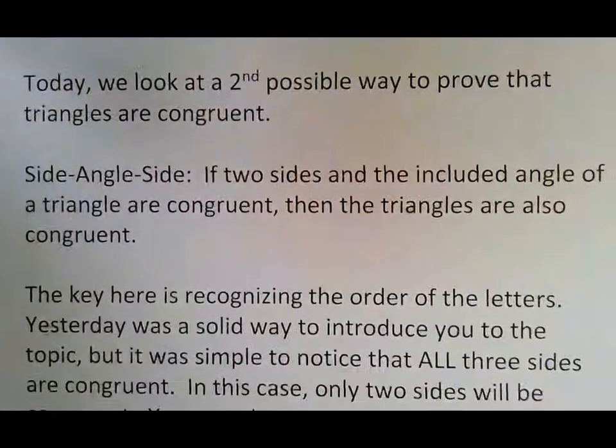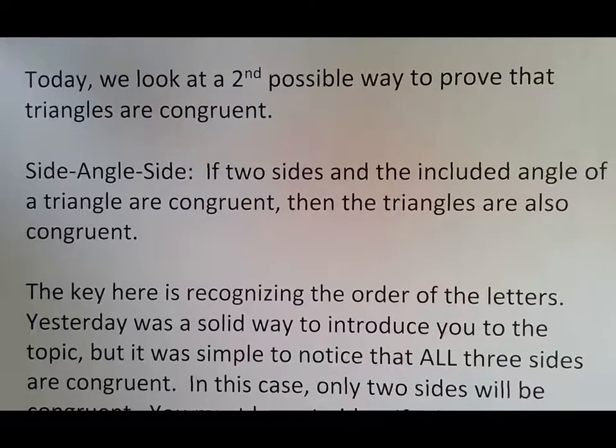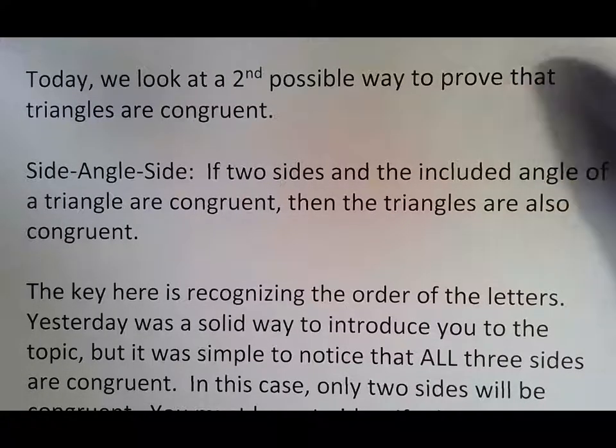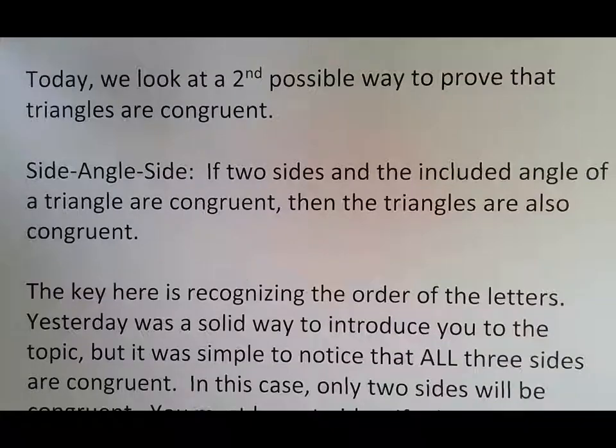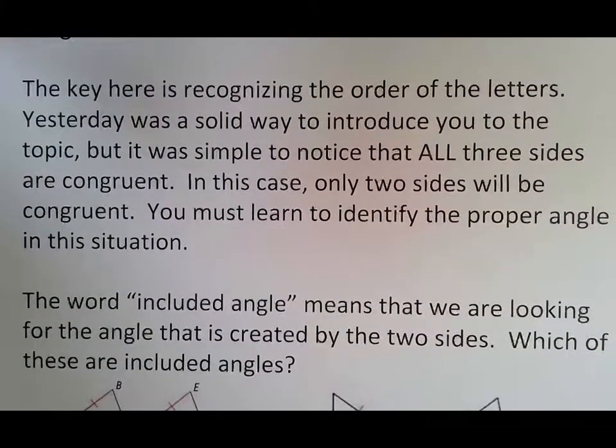But today we're going to look at the second possible way to prove triangles are congruent, and it's called side angle side. So if 2 sides and what we call the included angle of a triangle are congruent, then the triangles are also congruent. The key here is in recognizing the order of the letters. Yesterday was a solid way to introduce you to the topic, but it was simple to notice that all 3 sides are congruent.